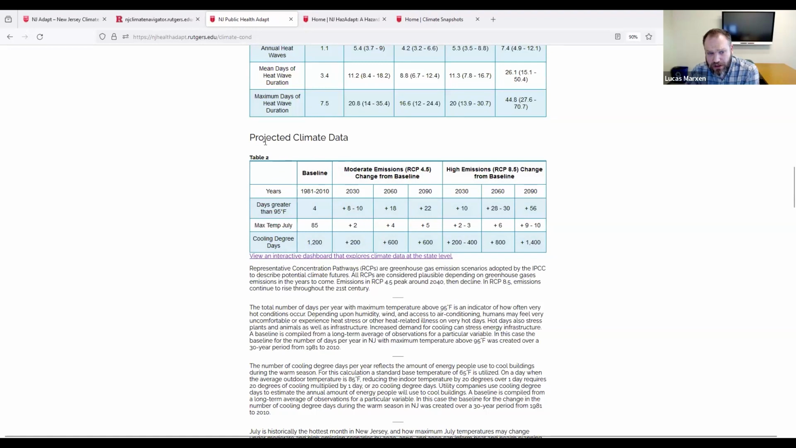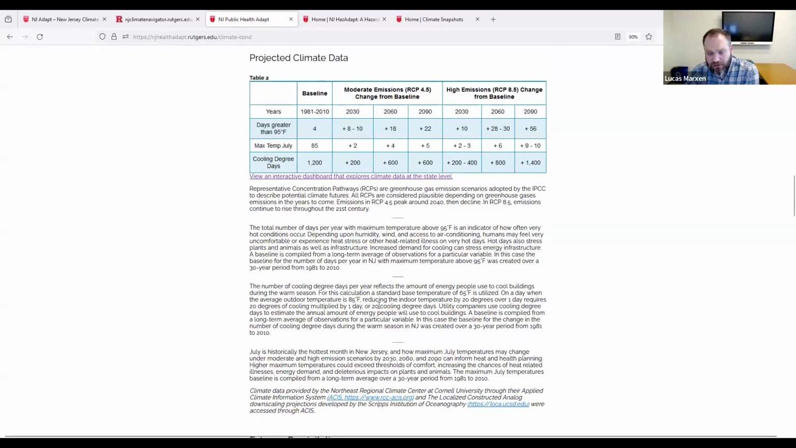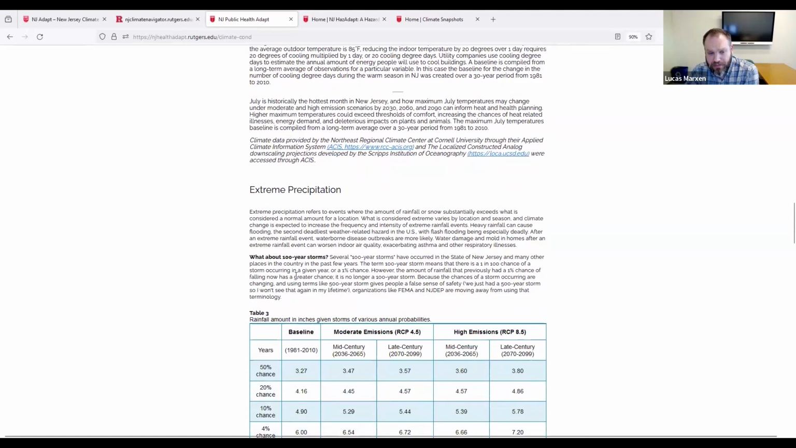We've also included some of the projected climate data that's in our other climate snapshots. So looking at days greater than 95 degrees Fahrenheit, the number and the projected increase, the max temperature in July, and cooling degree days. And again, we provide information about each of those variables, explaining what they mean, how to use them, and where they come from.